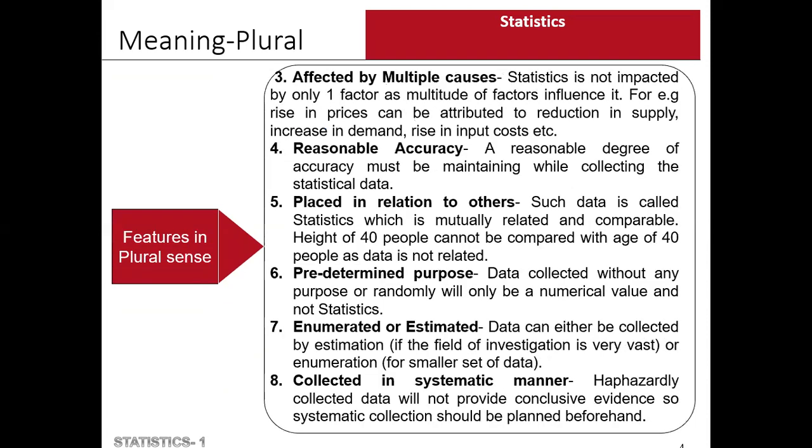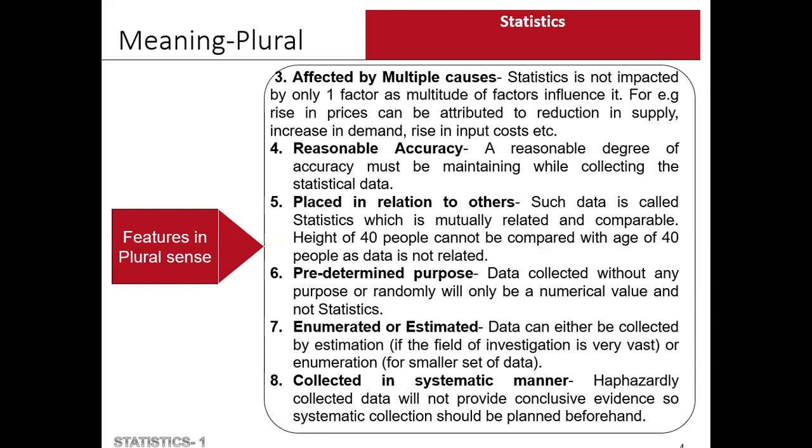And the third characteristic feature is that it is affected by multiple causes. I already explained how the demand for a particular commodity is not only influenced by price; various factors are also taken into consideration: the supply factor, the taste and preference of the population, the income of the consumers. So these things also play an important role.